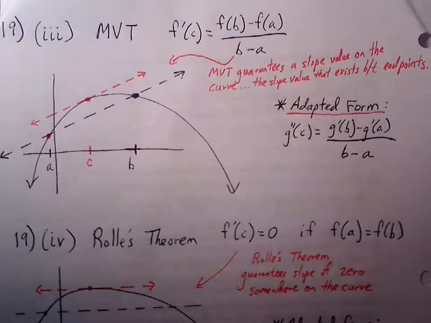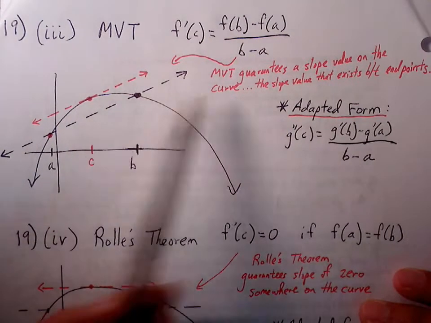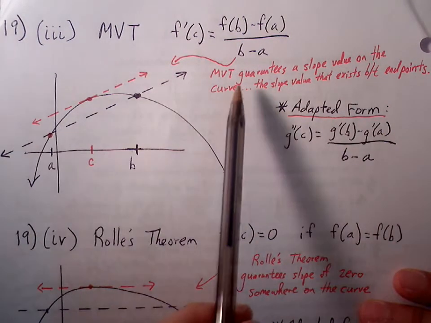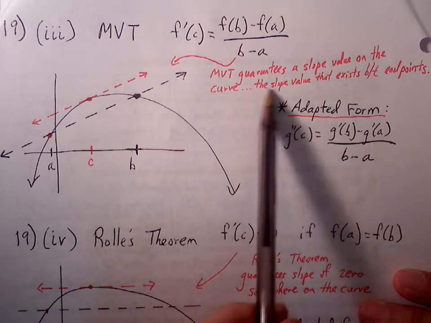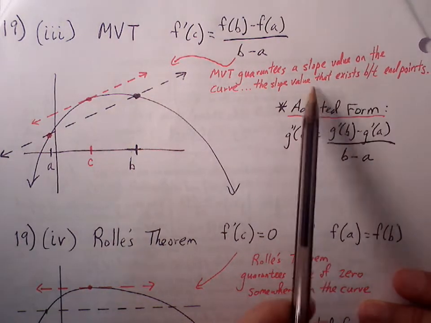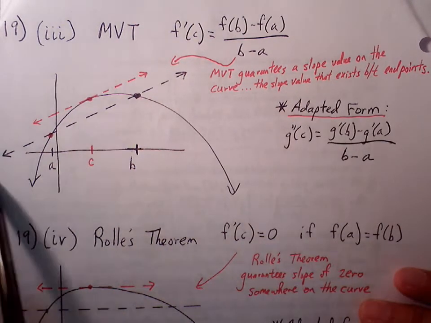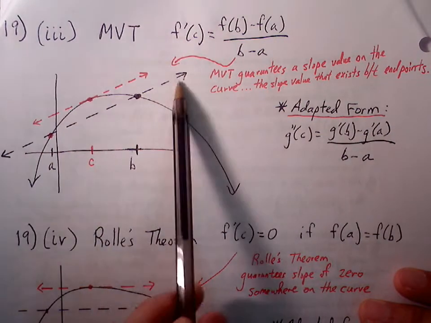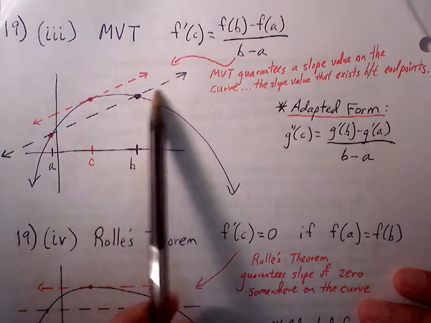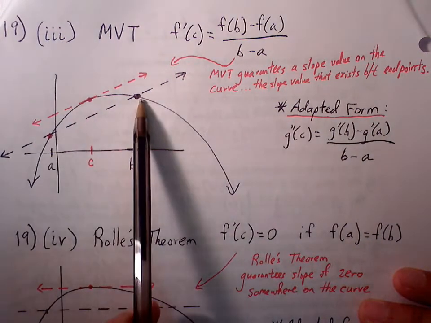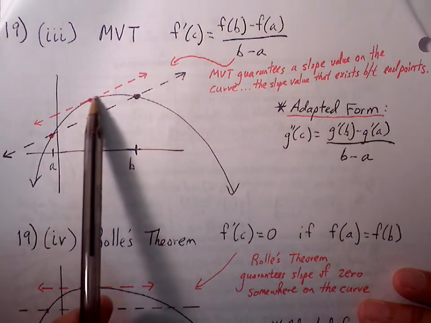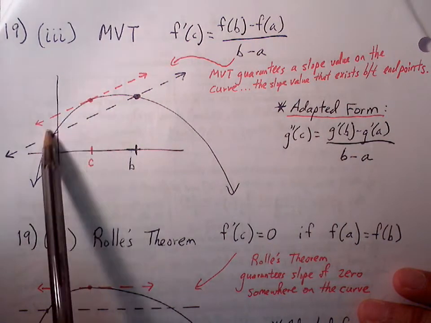So here's a visual drawn out example here. MVT guarantees a slope value on the curve. So whatever we find between the endpoints is the slope that we can guarantee. So let's say the slope here is 2, a steepness of 2. Then because there's a steepness of 2 between endpoints A and B, there must be at least one other steepness of exactly that value, of exactly 2.